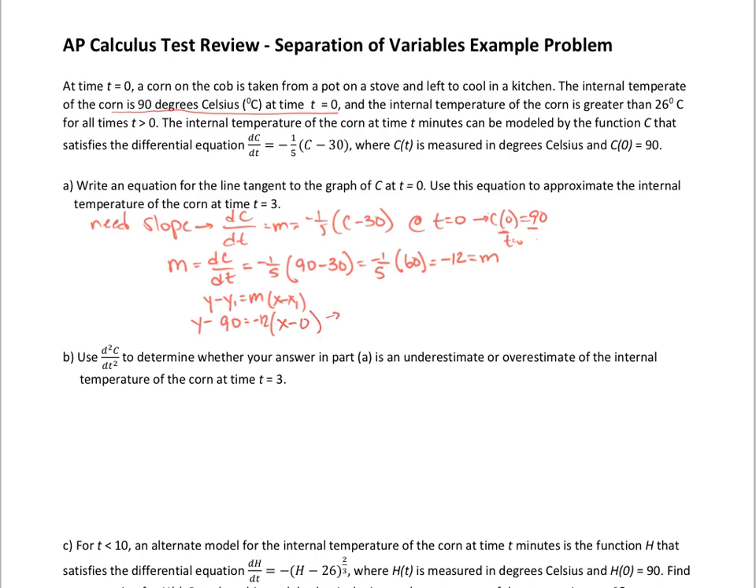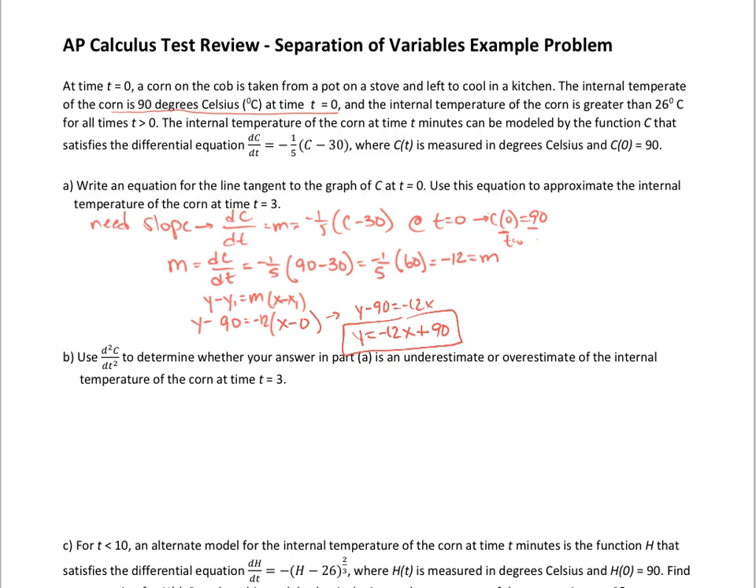All right, now let's clean this up a little bit. We get y minus 90 equals negative 12x. So y equals negative 12x plus our 90. And that's our equation for the tangent line. Okay, so that's the first thing.